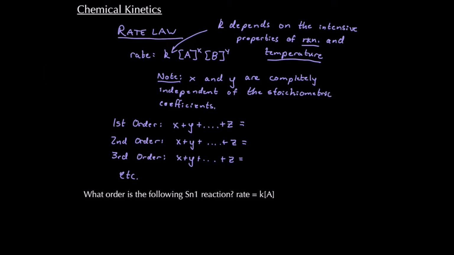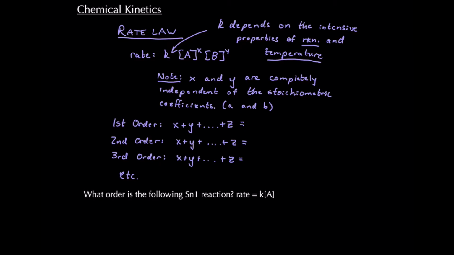Now something that is super high yield and something that MCAT test writers will try to trick you about is that our exponents for our rate law, x and y, are completely independent of our stoichiometric coefficients. So those are going to be little a and little b. They are not the same thing. They are totally independent, and if they are the same, that just happens by chance. That is a coincidence. So it has nothing to do with the stoichiometric coefficients themselves.